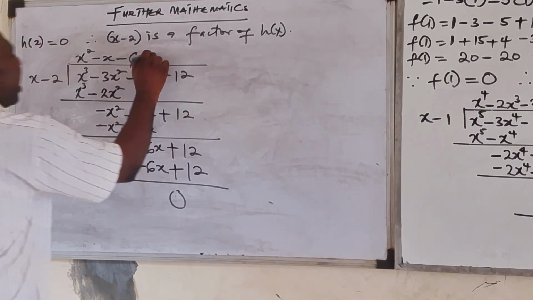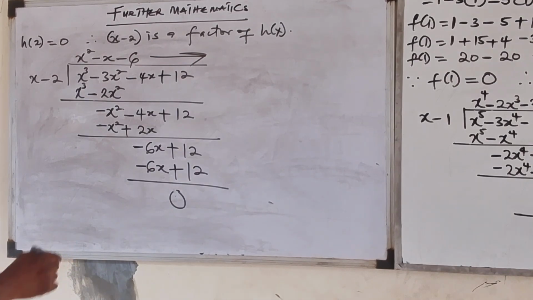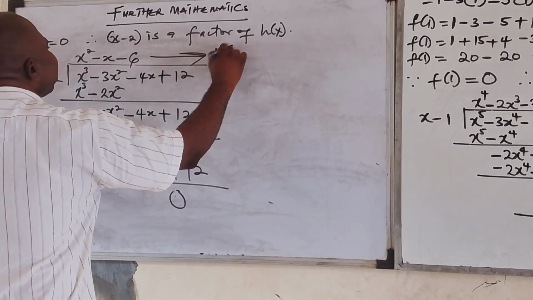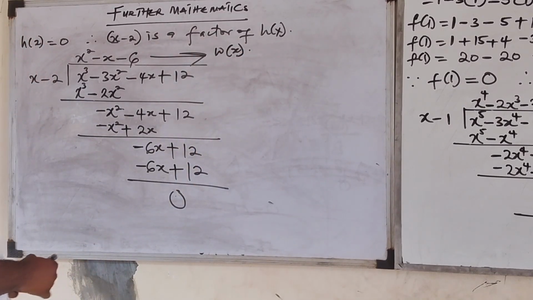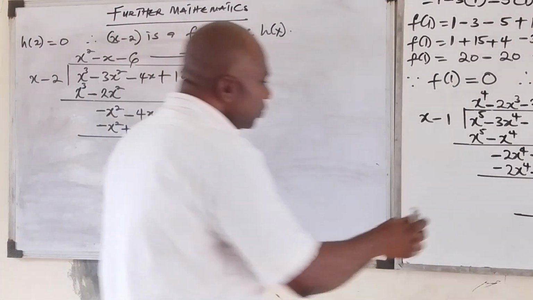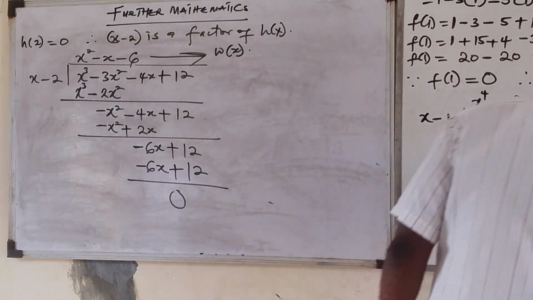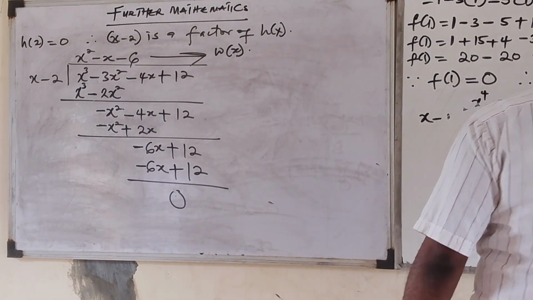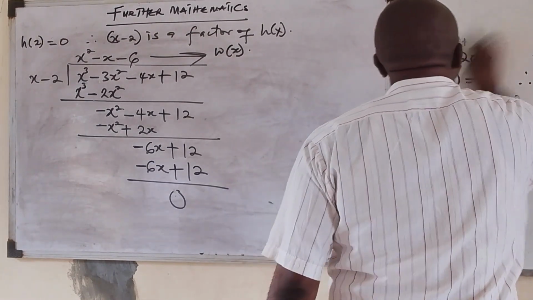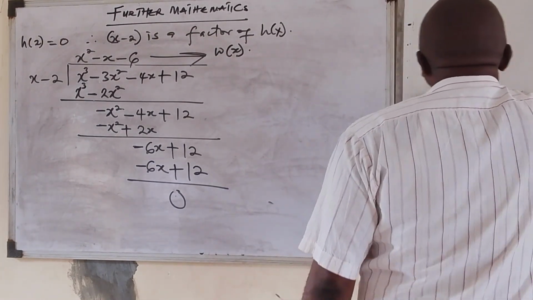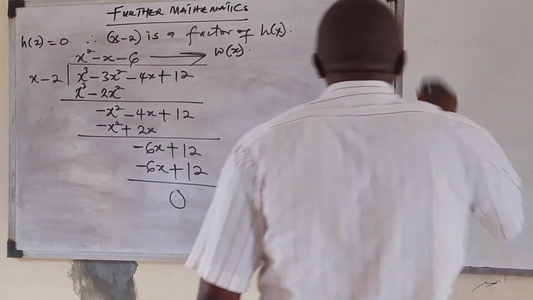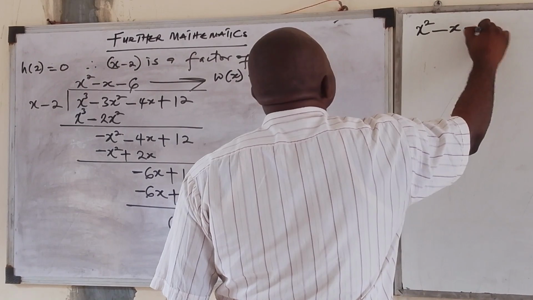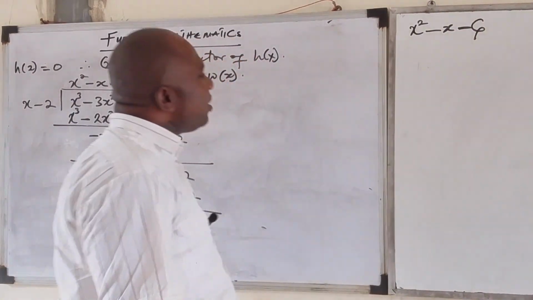So here we have another quotient. Now we have used g of x, h of x. Let's call this w of x. Yes, let's call this w of x. So now if you look at this very closely, you will see that w of x is a quadratic expression. So in this case, what we are going to do is we have x squared minus x, then we have minus 6. Now let's factorize this.